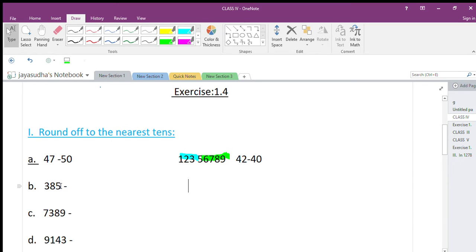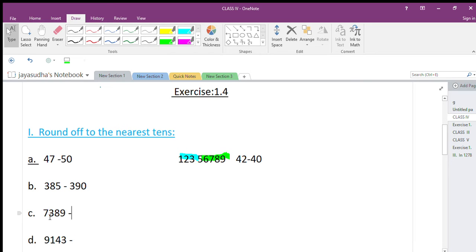Listen, here you write the hundreds place as it is, 3. Then look at the tens place you want to round off. To round off the tens place, look at the ones place, 5. So 5 means you add 1 in the tens place. 8 plus 1 is 9. The ones place is 0. Now move on to the next sum.